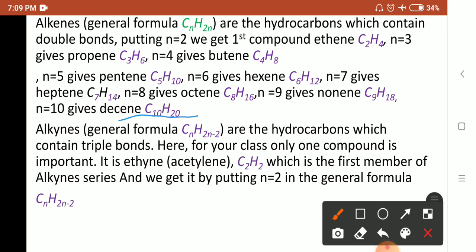Then alkynes. Alkynes is also an example for the homologous series. The general formula is CnH2n-2. These are the hydrocarbons which contain a triple bond. So alkynes means triple bond. Alkenes, double bond. Alkane, single bond. So for your class only one compound is important. It is ethyne, Y-N-E. E-N-E means ethene, double bond. Ethyne is triple bond. It is also called acetylene.